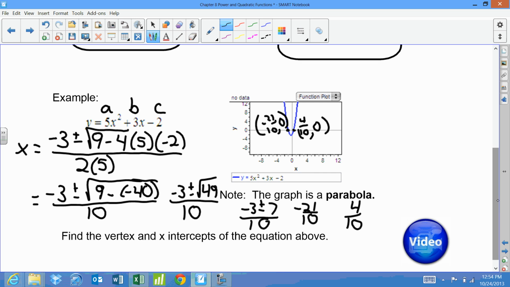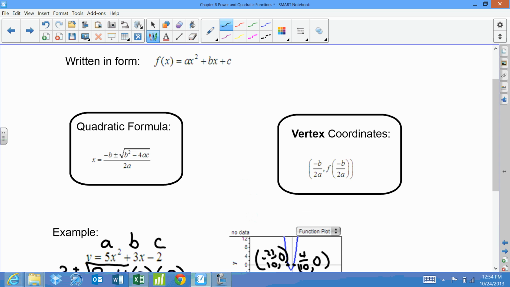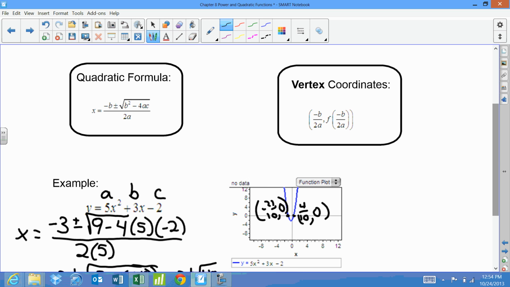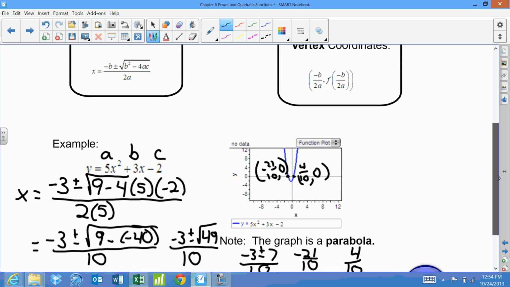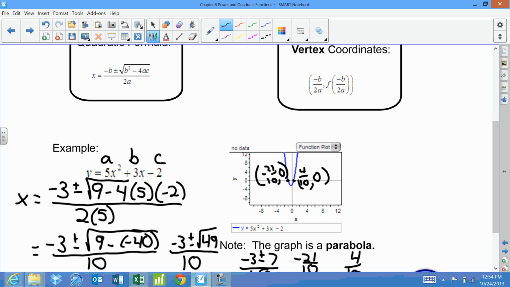So now we're going to find our vertex. Our vertex coordinates are the opposite of b over 2a, and then we're going to plug that in to find our y-coordinate. So our x-coordinate is the opposite of b over 2a. So we're going to go over here in our formula. Our b is 3, so we're going to get negative 3 over 2 times our a value, which is 5. So we get negative 3 over 10. Okay, that's going to be our x value.